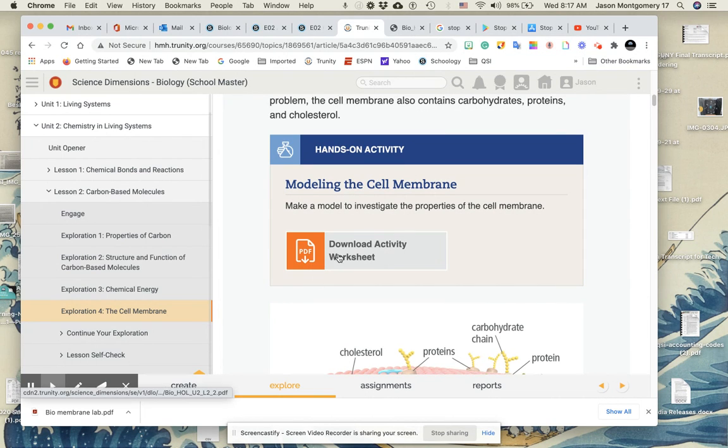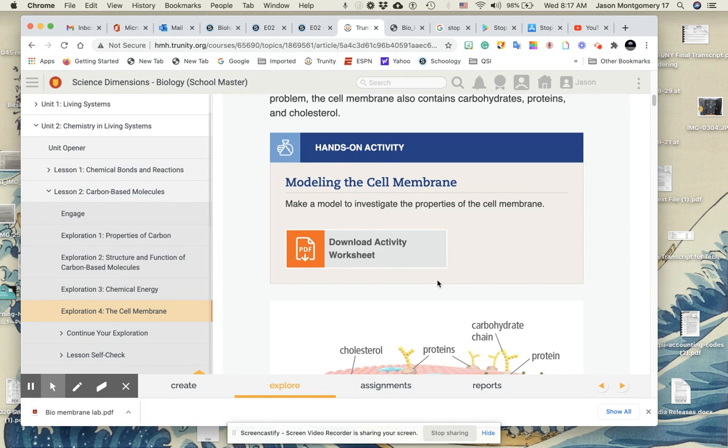But once again, here is the hands-on activity. This is a worksheet that I posted on the Schoology page, which you can use as a framework to give you some suggestions of how to make the model of the cell membrane.